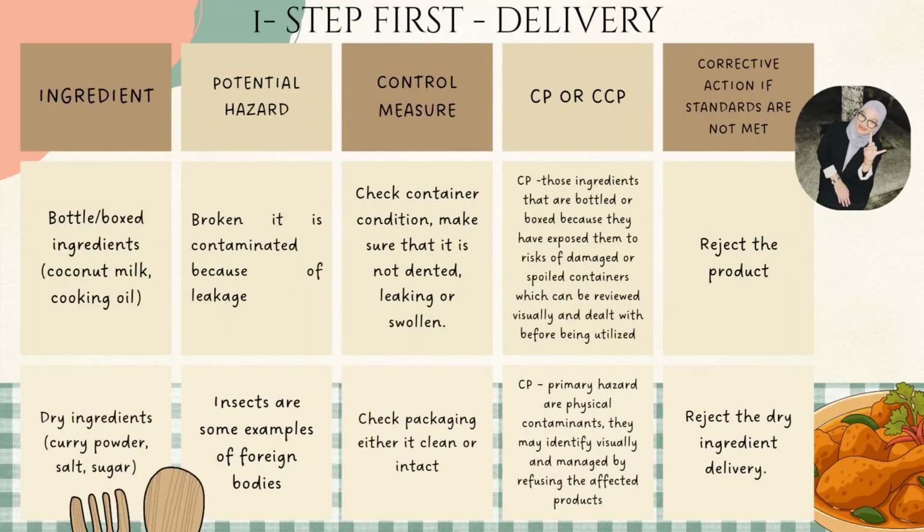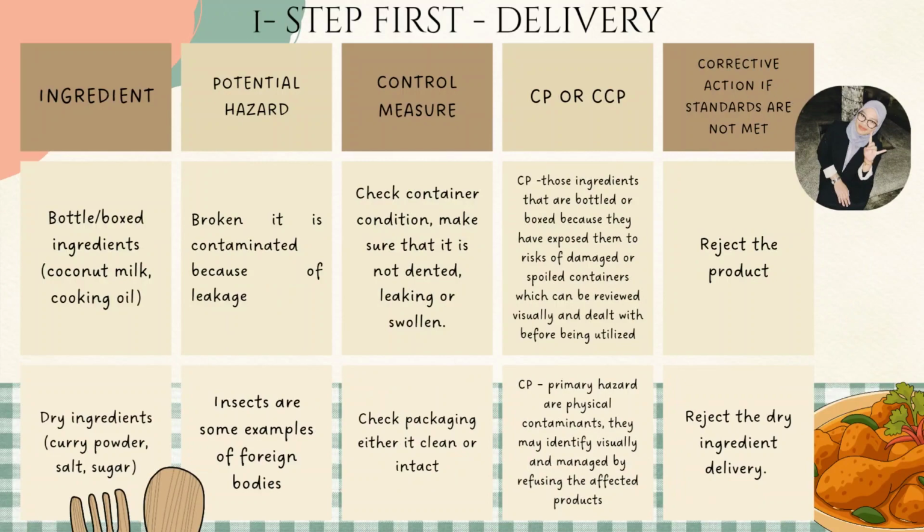The third product is bottle or box ingredients, such as coconut milk and cooking oil. The potential hazard is broken or contaminated packaging because of leakage. The control measure is to check the container condition and make sure that it is not dented, leaking, or swollen. CP, those ingredients are bottle or box because they are exposed to the risk of damaged or spoiled containers, which can be reviewed visually and dealt with before being utilized. Corrective action if standards are not met is to reject the product.